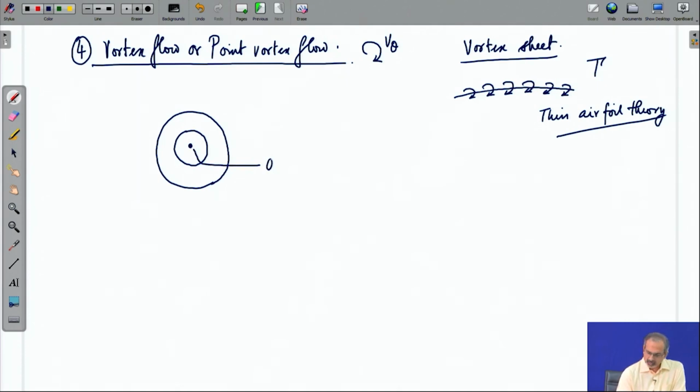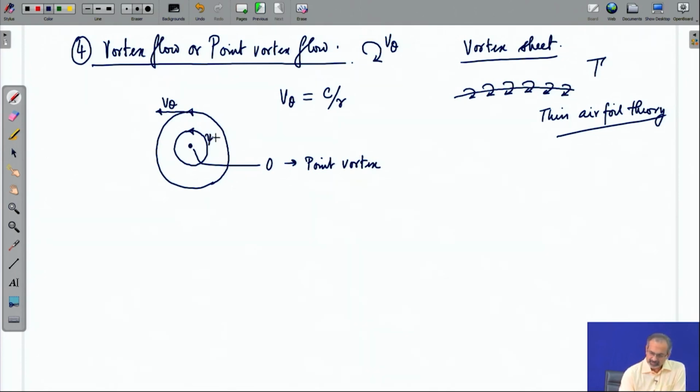So, this is the point O, where we are locating a point vortex, and these are streamlines of the flow, where each streamline is associated with a V theta, which is typically represented by an expression C by r.